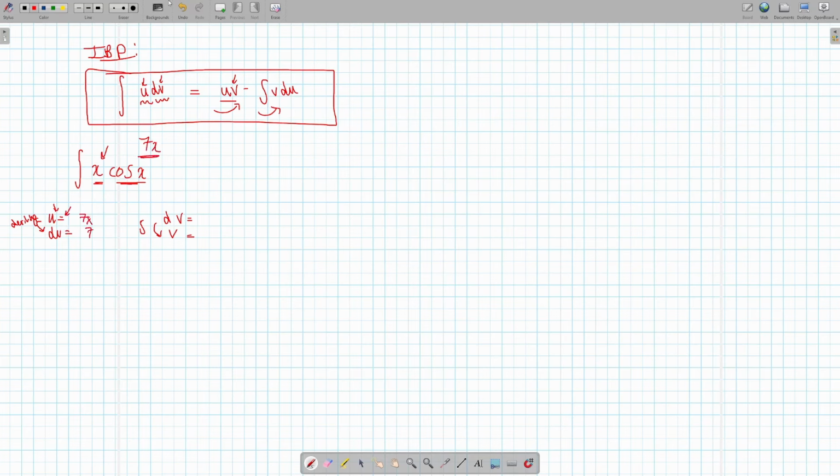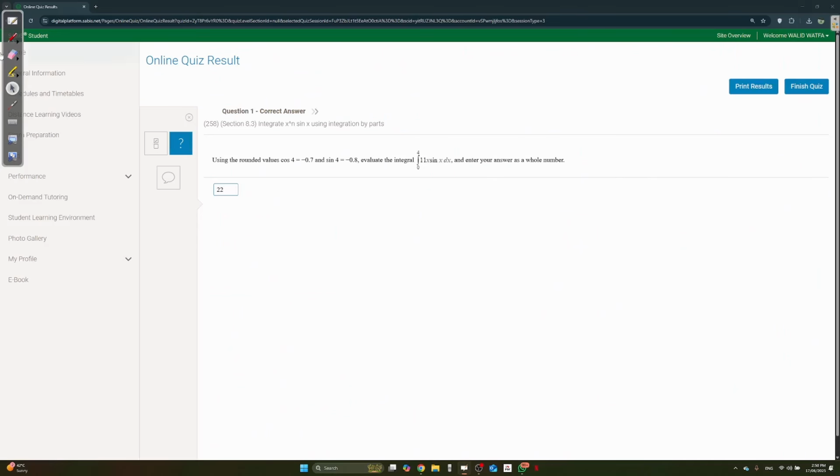You know what I mean? Okay. So let's try and solve using our rule. So over here, using the rounded values, cosine 4 is negative 0.7 and sine 4 is negative 0.8. Integrate this. So let's integrate from 0 to 4. Let's forget about our bounds. We need to integrate 11x sine x dx.